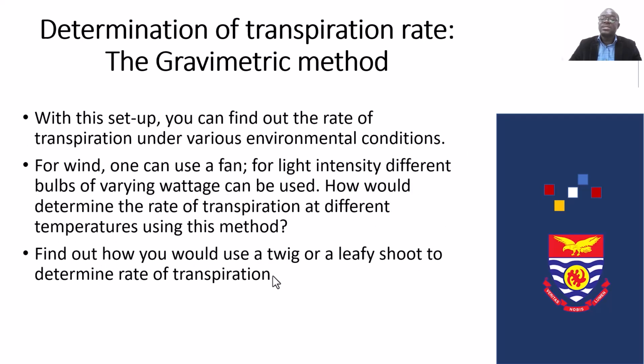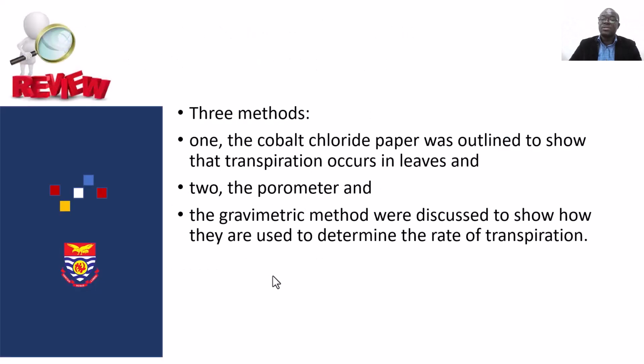With this setup, you can find out the rate of transpiration under various environmental conditions. For wind, one can use a fan. For light intensity, different bulbs of varying wattage can be used. How would you determine the rate of transpiration at different temperatures using this method? Find out how you would use a twig or a leafy shoot to determine the rate of transpiration.